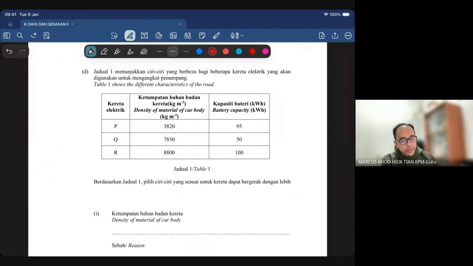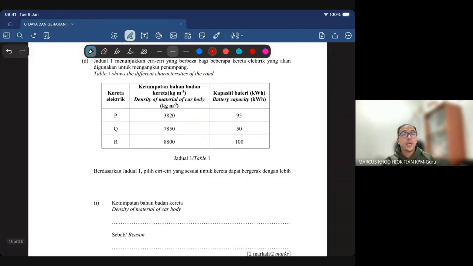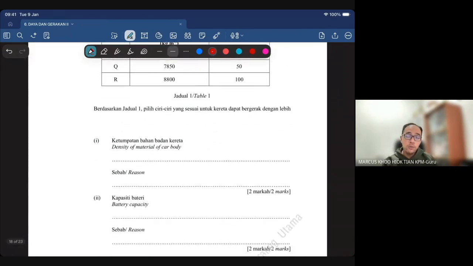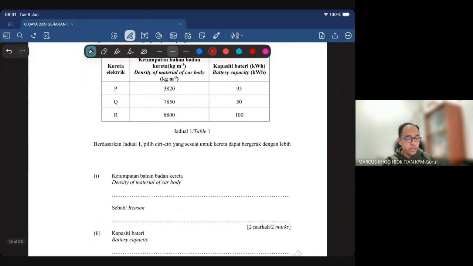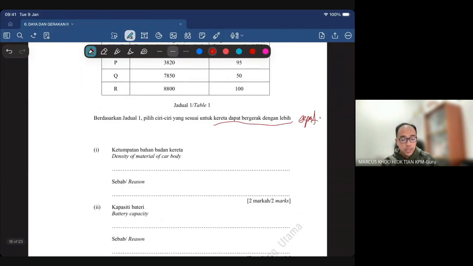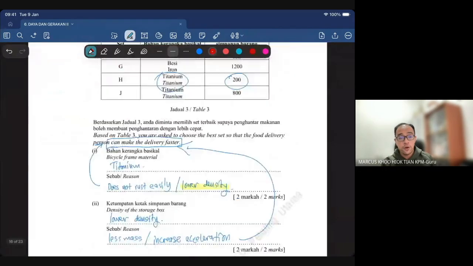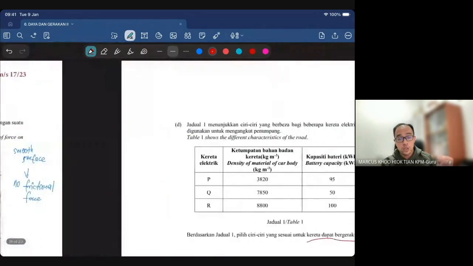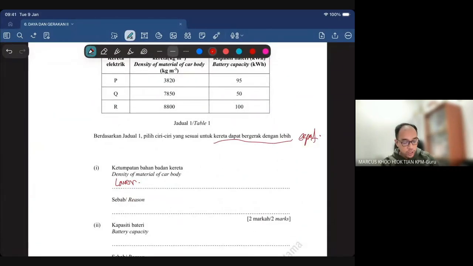Table 1 shows the different characteristics of the load. The density of the material of the car body is given over there. Battery capacity is there. So usually what do we want? Oh no, the English is not there. I suppose the car should be able to move faster. I think that's the general idea. So the car can move faster. So again, like the question just now, lower density. We can pretty much use the same answer as before. Lower density means less mass, which means that you can increase the acceleration.